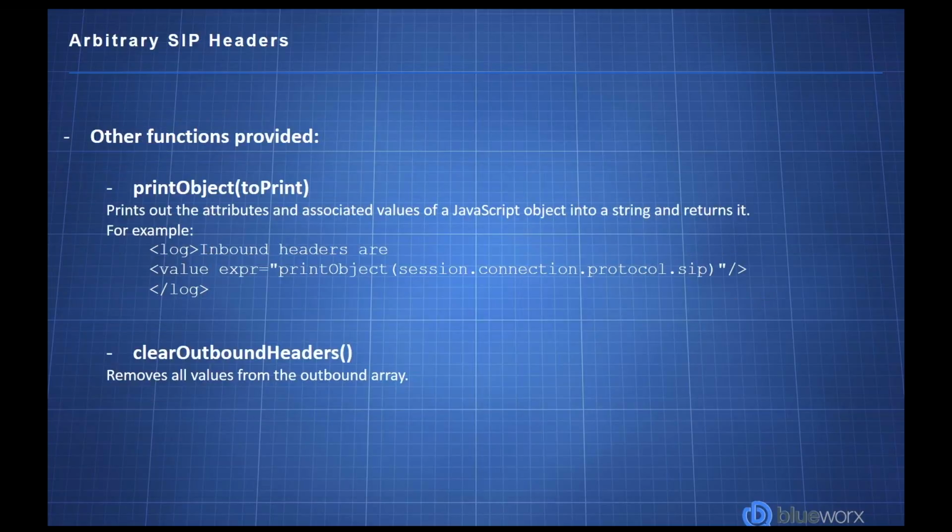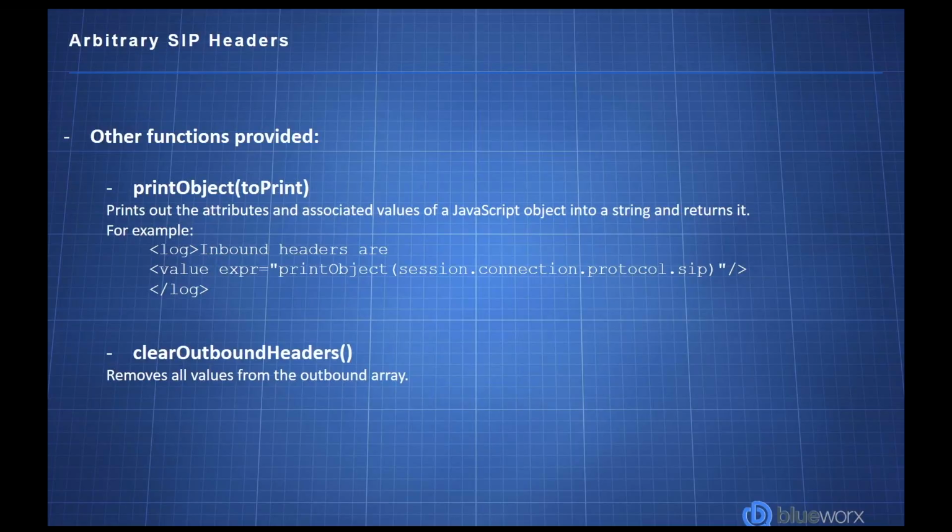So as I said, the site docs also provide some other functions, which are the printObject, which prints out the attributes and its associated values of a JavaScript object into a string and returns it. I'll just put an example there of how you might log the inbound headers with one log statement.